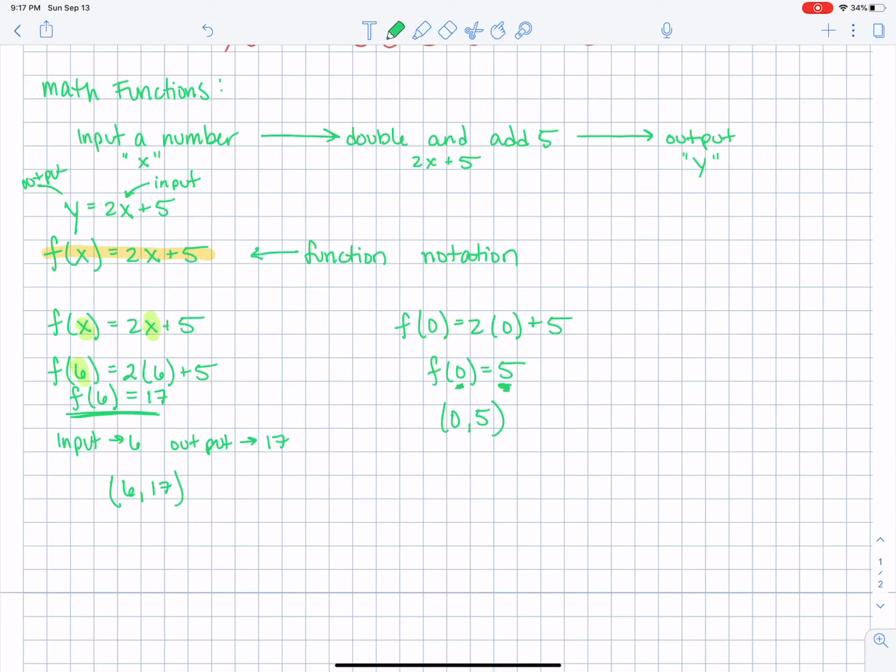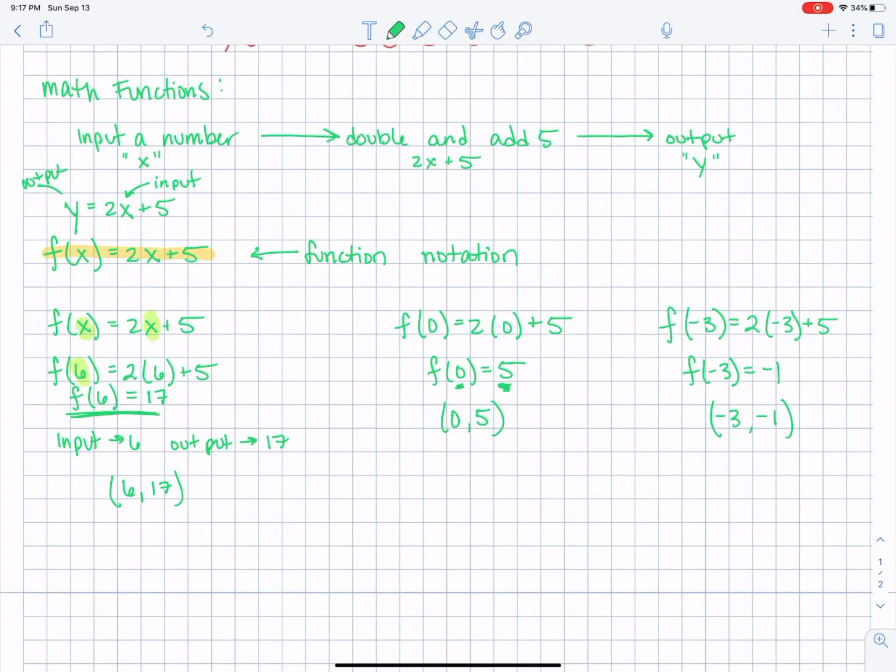Let's try this one more time. We would have f of negative 3. Hopefully you're saying this with me. F of negative 3: 2 times negative 3 plus 5. Again, you can all do this in your head. Negative 6 plus 5 is negative 1. This is the point (-3, -1). And that's how we use this funky function notation: it tells you your input and your output.